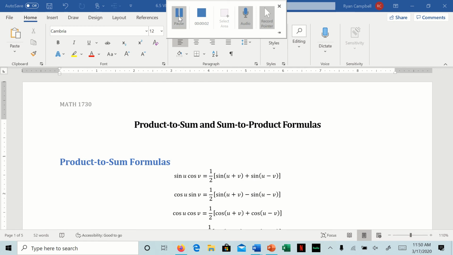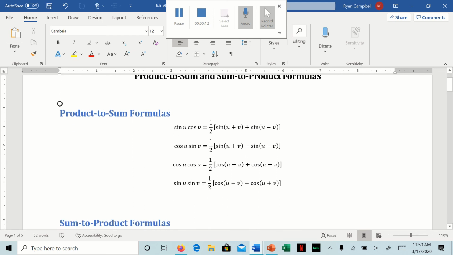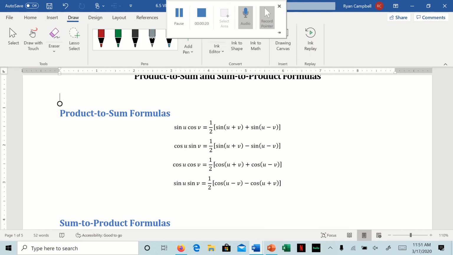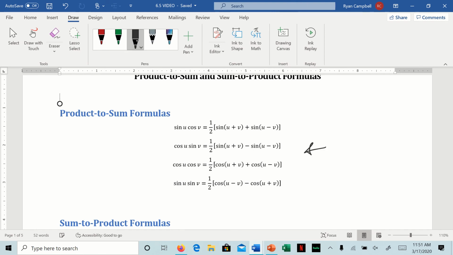So here we go, continuing on in our trig series. Here are the sum to product and product to sum formulas. The first one is the sum to product formulas. Here they are. Feel free to pause the video and write these down. These actually will be given to you, so you don't need to worry about any of that. These will be given.